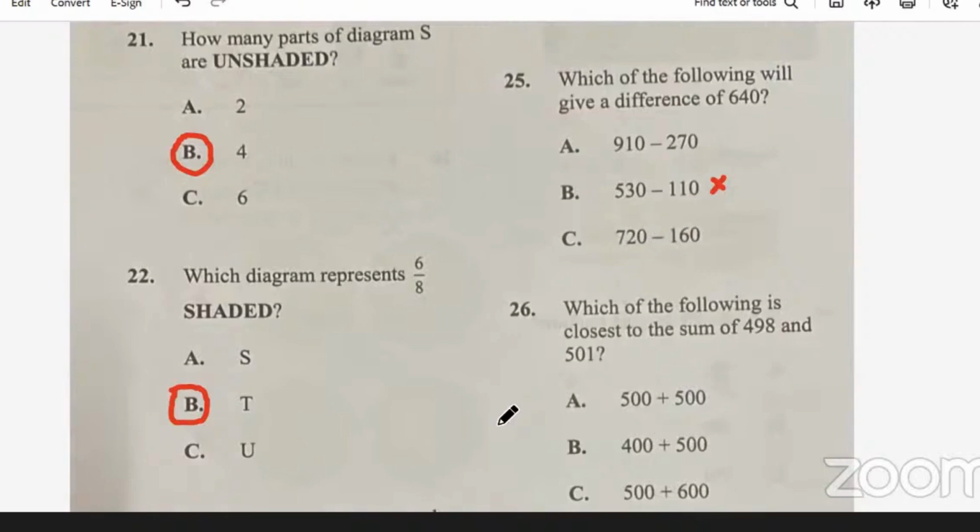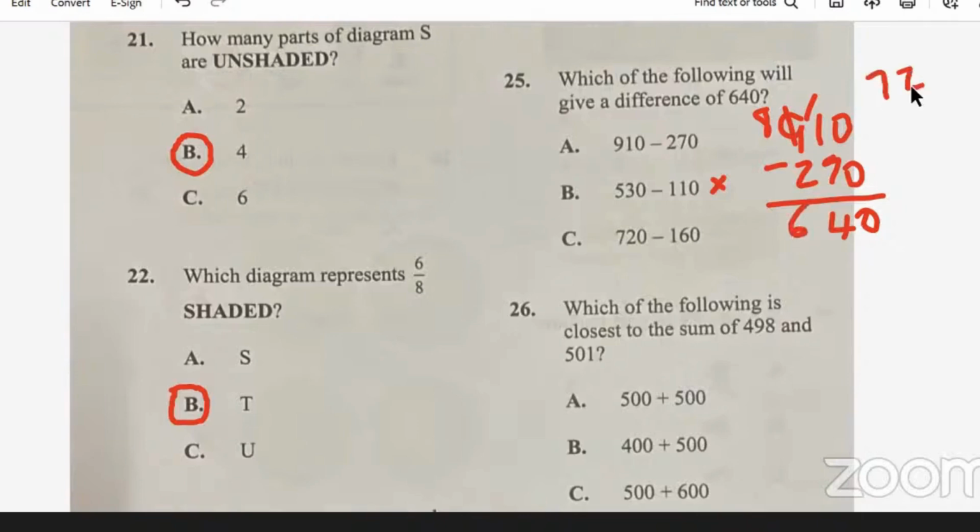All right, let's see if we can quickly work it out. 910 minus 270. 0. We didn't have enough, so we had to go and borrow. 8 minus 2 is 6. All right, so let's do the other one. 720 minus 160. 0. 2 minus 6, we can't, so we have to go borrow. That's 6, 5. So the answer would be A.